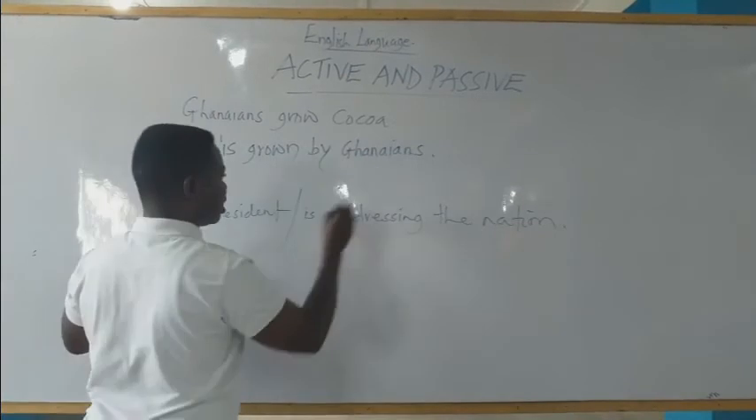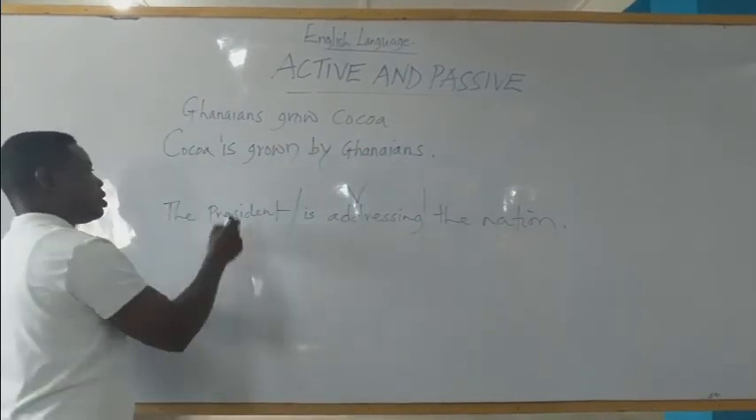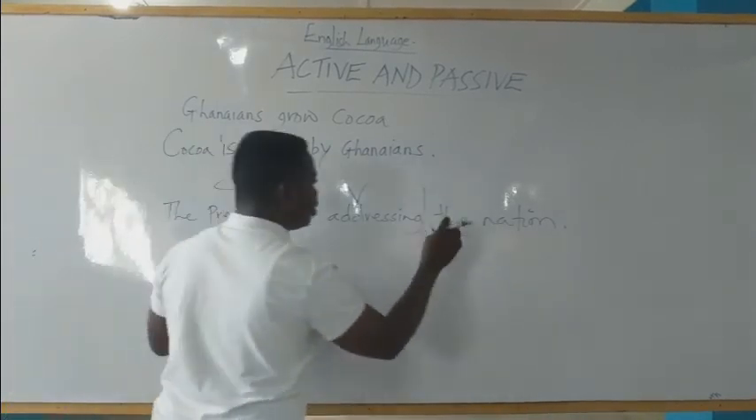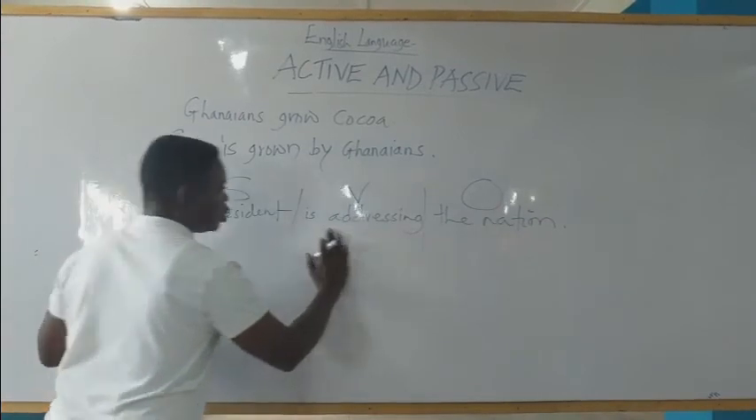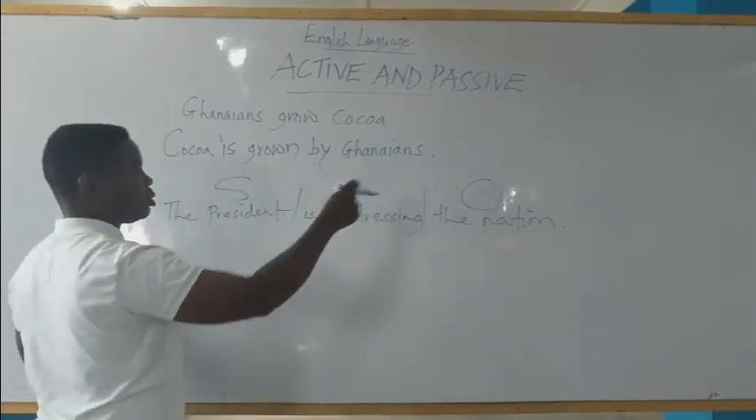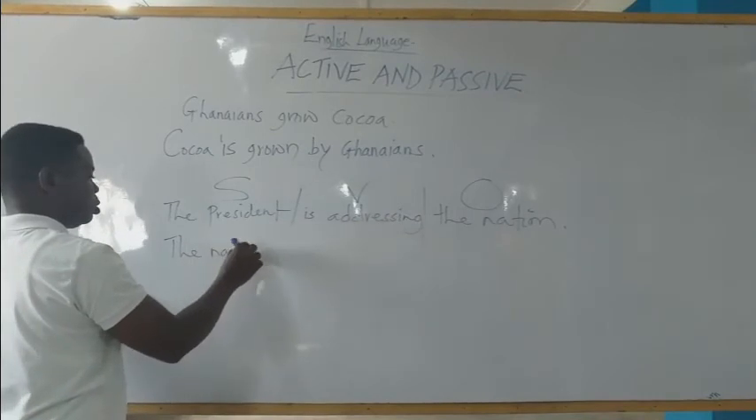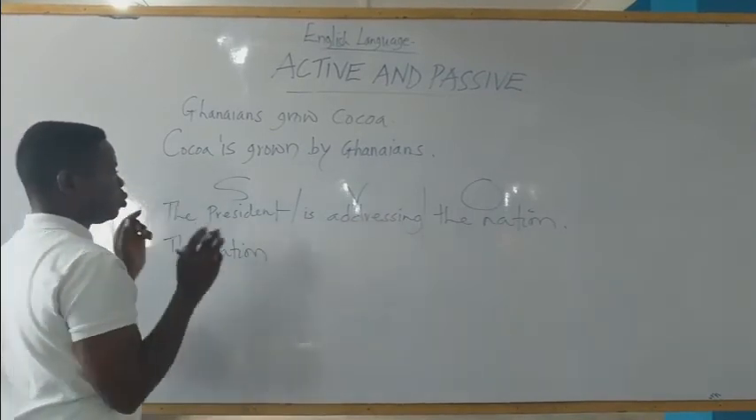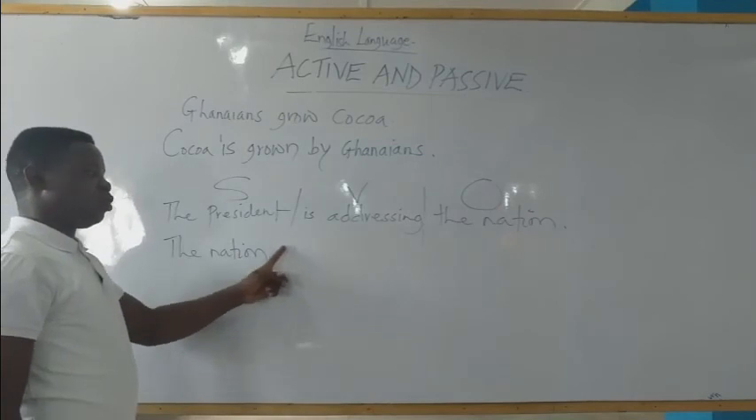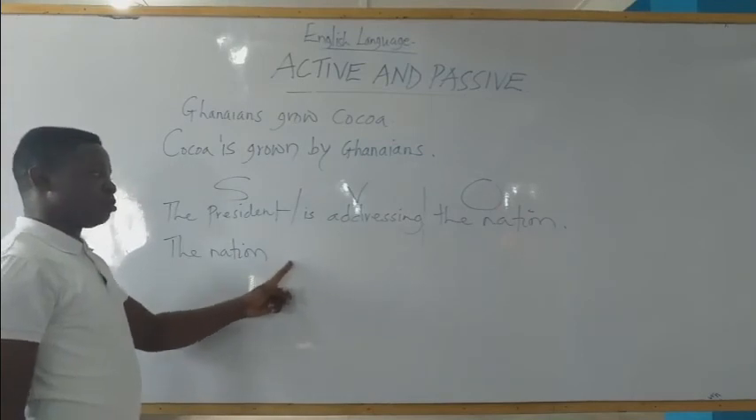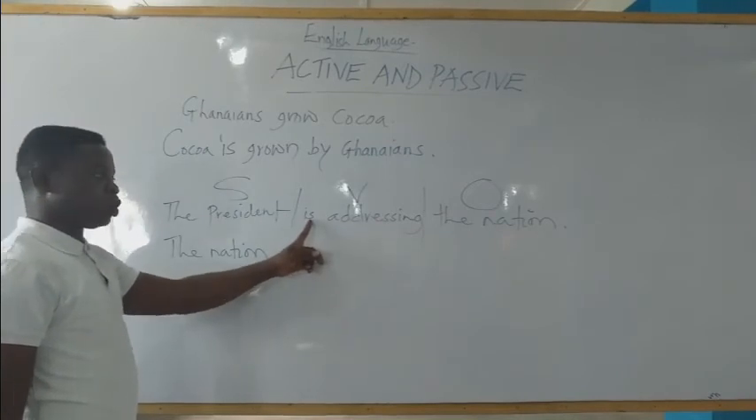Why active? Look at the parts. This is our verb, is addressing. The president is the subject, and the nation is our object. Now, to change to passive, you know the steps already. Step number one: the nation. That's the first step. Two: we add an auxiliary verb, or better still, we repeat the auxiliary verb in the statement, which is is.